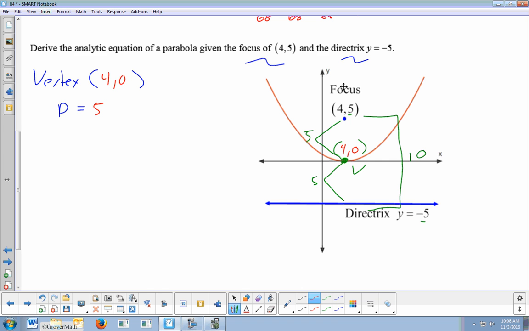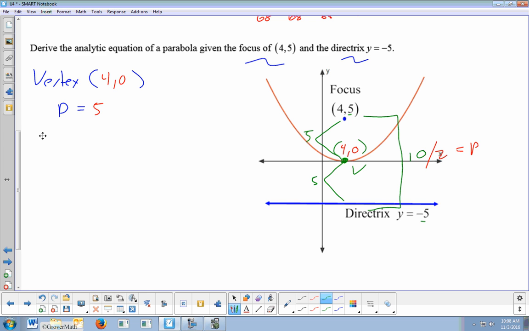So I do think the graph helps, and even if you don't have a graph, do a sketch. Find the distance between focus and directrix, divide that by 2, and that's going to get you the p-value. And once you have the p-value, you could just go 5 above or below these things to find your vertex. But the graph, I think, definitely helps you to visualize what's happening here.